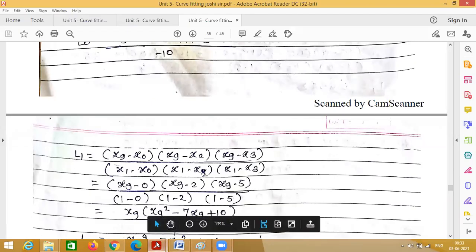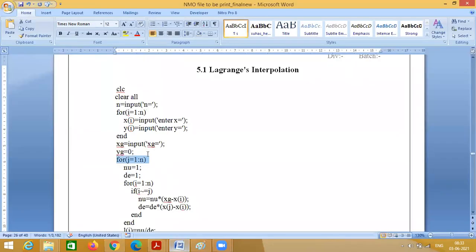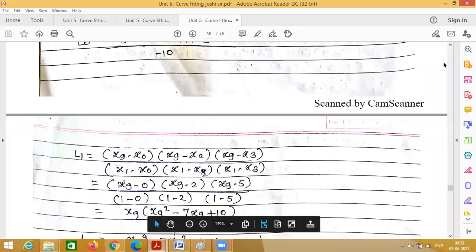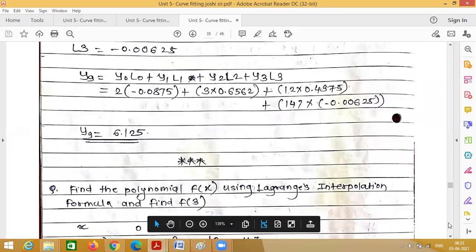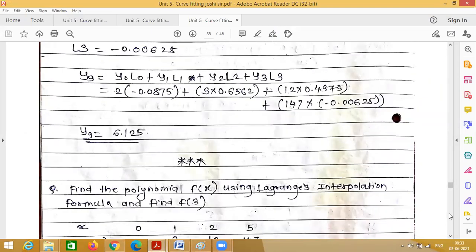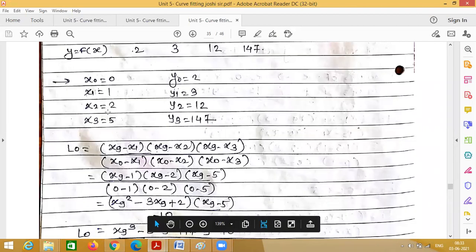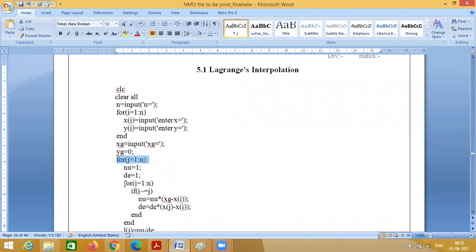L0, L1, L2, L3. Okay, so in the coding you will get L1, L2, L3, L4, because we are starting from 1 to n. While doing the analytical calculation we considered the variables as x0, y0, x1, y1, x2, y2. So in coding it will start with x1, x2, x3, x4, y1, y2, y3, y4. Then the purpose of this loop is to just write this equation.